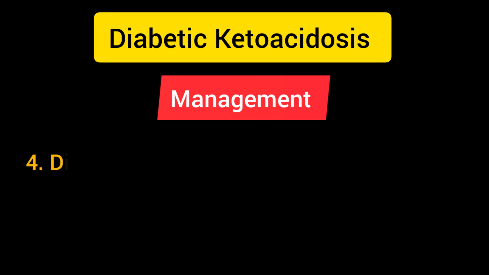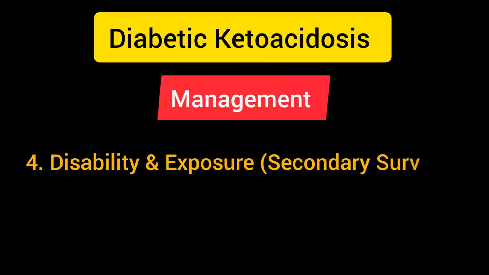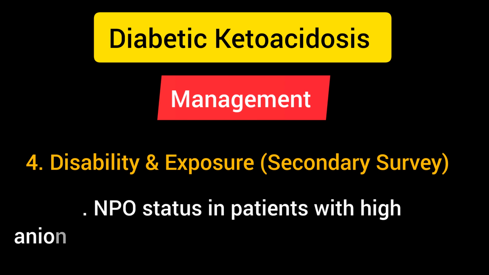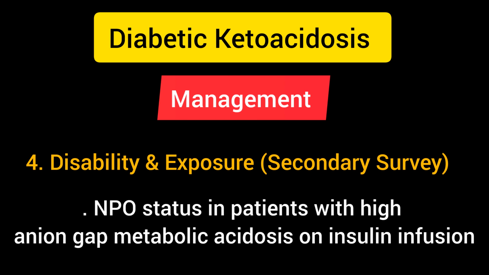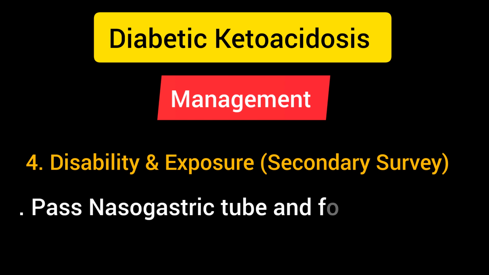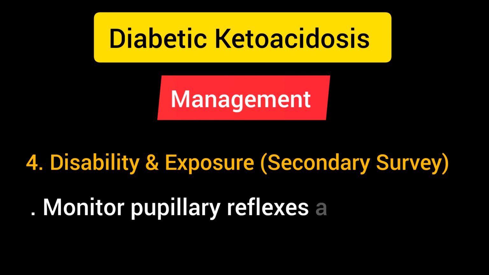Number 4. Disability and exposure. Secondary survey. Consider early HDU and ICU admission. NPO status in patient with high anion gap metabolic acidosis on insulin infusion. Pass nasogastric tube and Foley's catheter. Monitor pupillary reflex and GCS level.